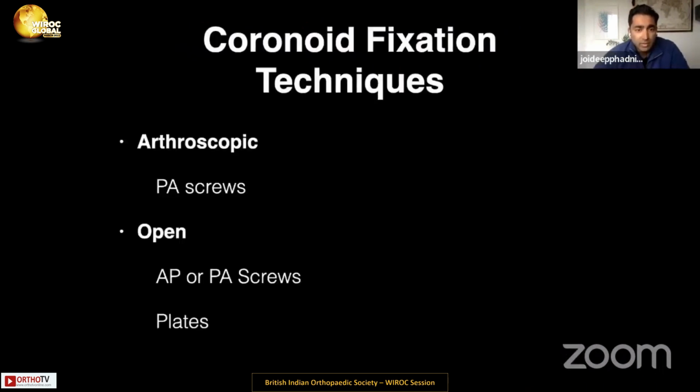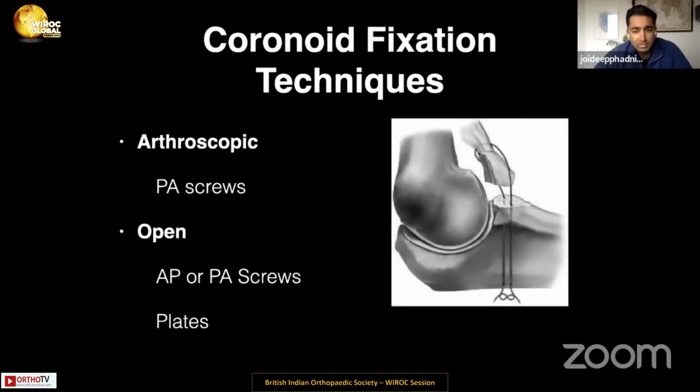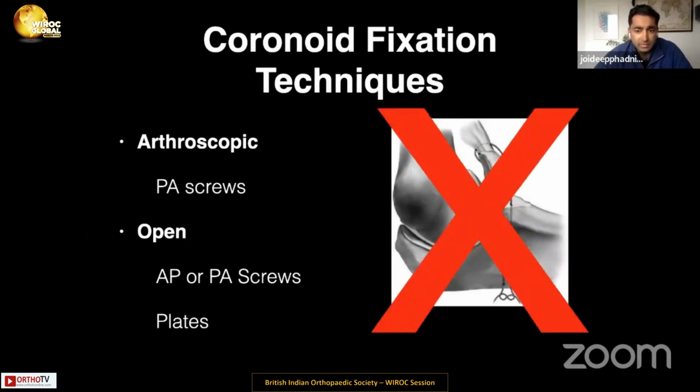So if you're going to go ahead and fix the coronoid, we can use arthroscopic techniques or open techniques, but I'd urge you to avoid and move away from thinking about fixing these with sutures. Essentially, these sutures don't give a rigid fixation, and they're only used for smaller fragments to capture the capsule. And I've already demonstrated that these small tip fractures don't actually need fixation.